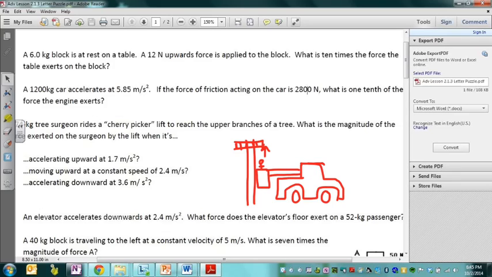All right, so if you're having a hard time visualizing what's going on with this whole cherry picker thing, that is exactly what it is. So this problem is talking about this cherry picker lifting this guy up, moving up at a constant speed, and then even accelerating down at a particular acceleration.